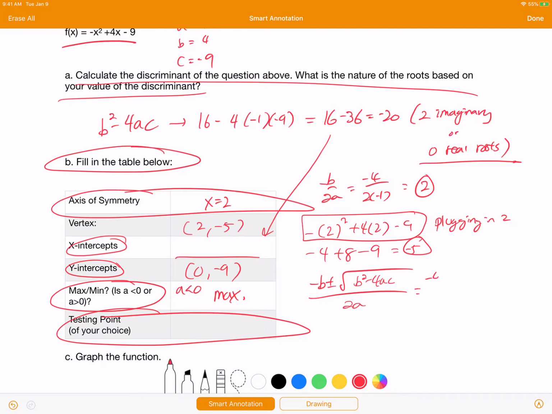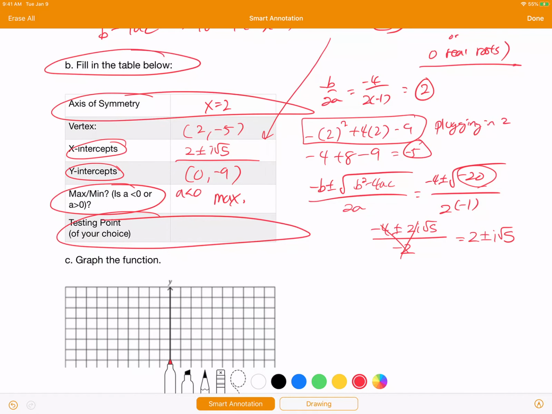So here would be negative 4 plus and minus the square root of negative 20, because that's what we have found out for our discriminant, over 2 times negative 1. So negative 4 plus and minus, if you would like to distribute, this is another question in itself, simplifying the radical for negative 20 would be 2i square root of 5 over negative 2. Now, if you were to cancel out the 2's from both here and here, that would be 2 plus and minus i square root of 5.